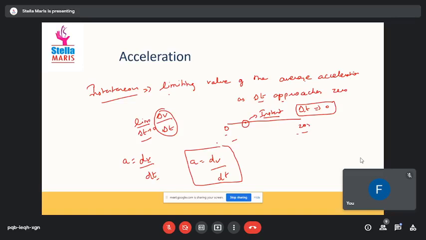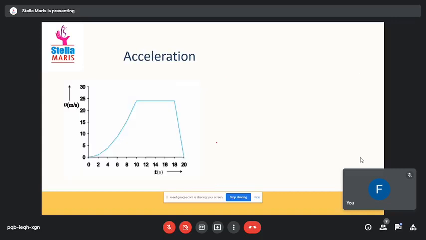So you're clear with this? Any doubts with this concept, basic concepts? No, sir. Okay. So next we'll go with some graphs.